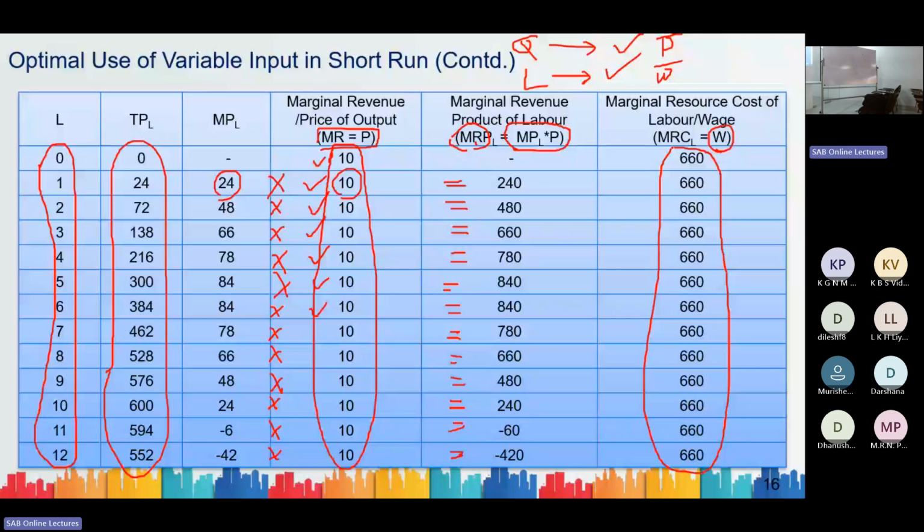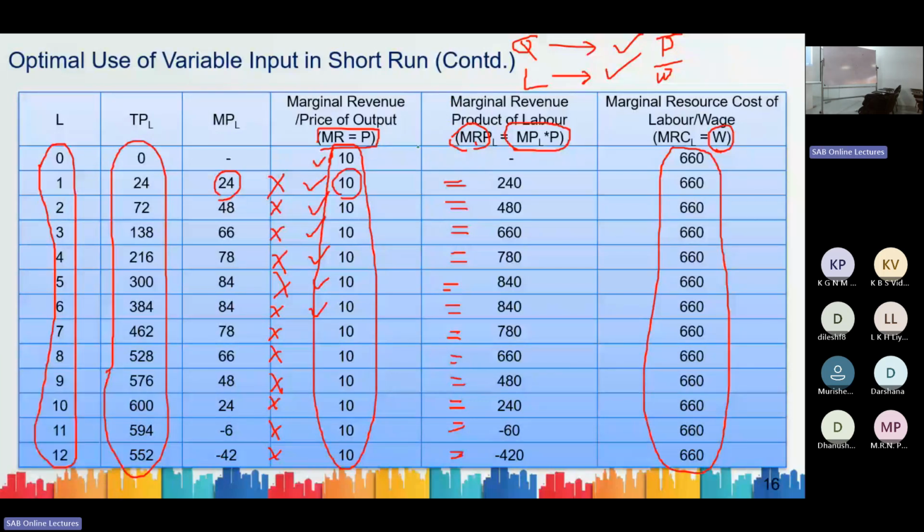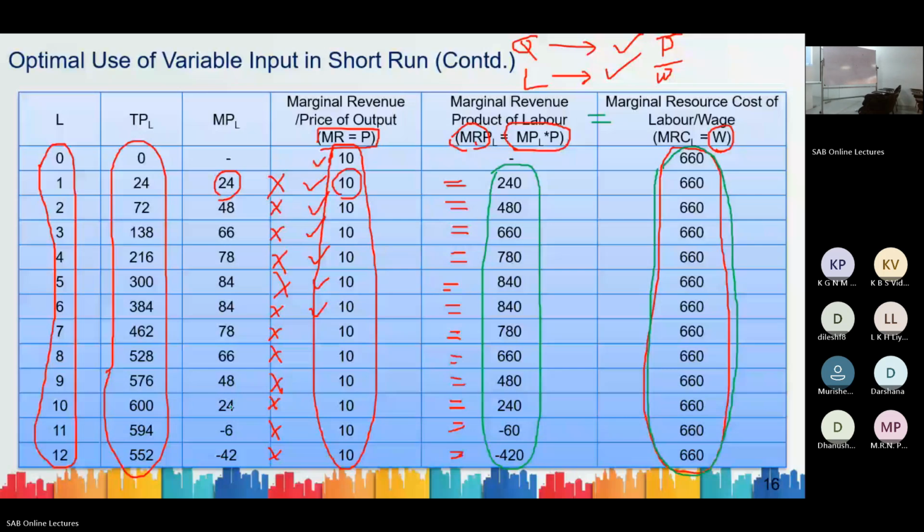So what is the condition to find the optimum level of the variable input? Marginal revenue product of labor should be equal to marginal resource cost of labor. So we have different marginal revenue product of labor values, and these are the marginal resource cost values. Where marginal revenue product of labor and marginal resource cost are equal, here we have one point. Again, we have this point.